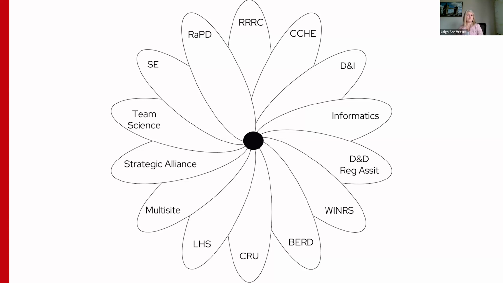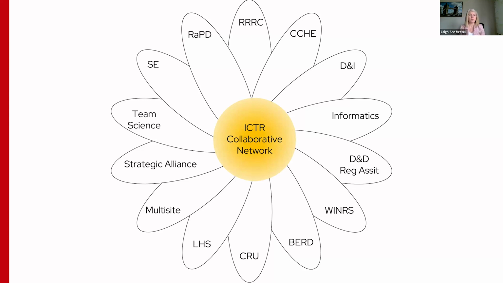And now ICTR services are even working together in a more fluid manner. ICTR has started a collaborative network, a group of ICTR colleagues who get together regularly to discuss investigator needs, and we can find ways to help those investigators efficiently.